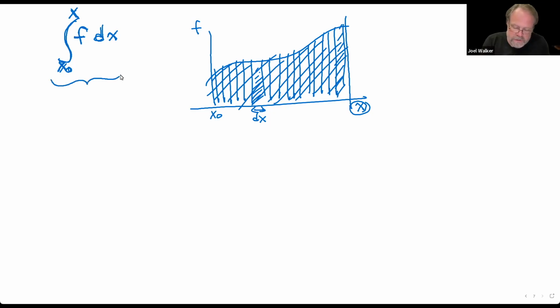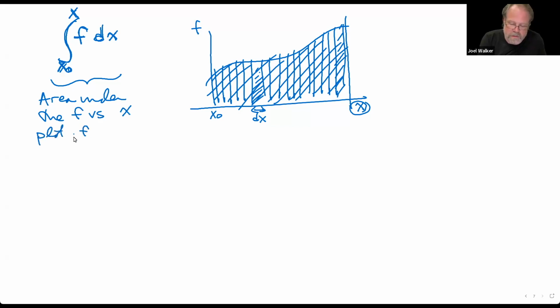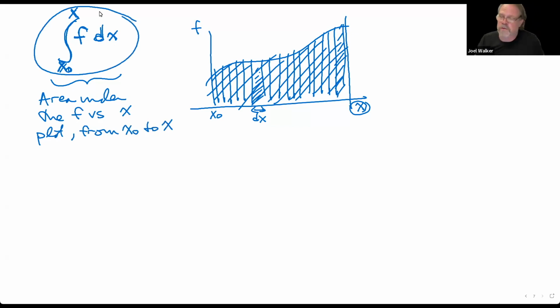So this is, in English, the area under the f versus x plot from x initial to x final. That's the English representation of that equation for an integration. What we want to do now is to lay the groundwork for how one actually performs these integrations, and also connect the idea of area under the curve to slope taking.